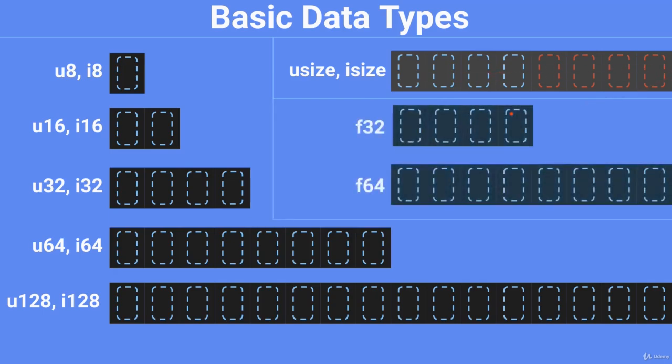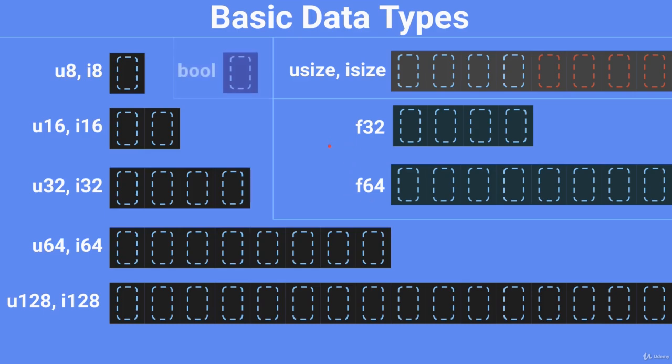Next, we have floating point numbers. Rust has 2 types of floating point numbers, an F32, which is a 32-bit float, and an F64, which is a 64-bit float. The F64 has double the precision of F32.